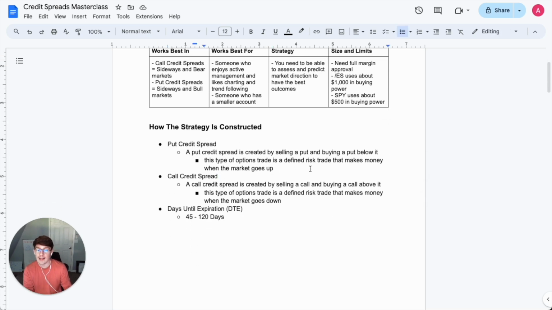How is this trade constructed? A put credit spread is structured by selling a put and then underneath it buying a put. This is just like one of the legs of the iron condors in the last strategy we talked about, where we do a put credit spread and then a call credit spread, and that defines it. But this time we're just doing one. If we do the put credit spread down here, we want the market to go up.